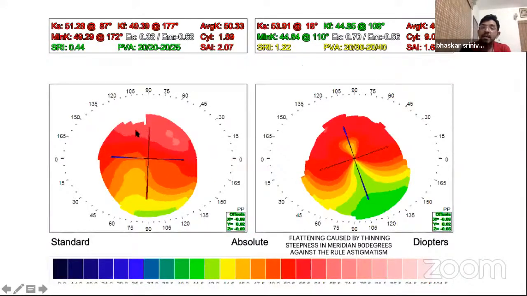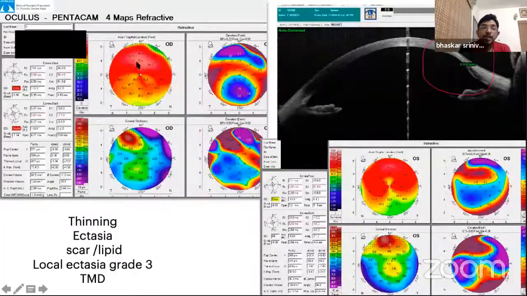Again, this patient had severe TMD in one eye and an early TMD in the other eye. And if you look at the Scheimpflug image, it shows the same. And you can actually see the early ectasia in terms of bulge when you look at the OCT, and it does show a scarring secondary to the lipid deposition. This is a grade 3 TMD.